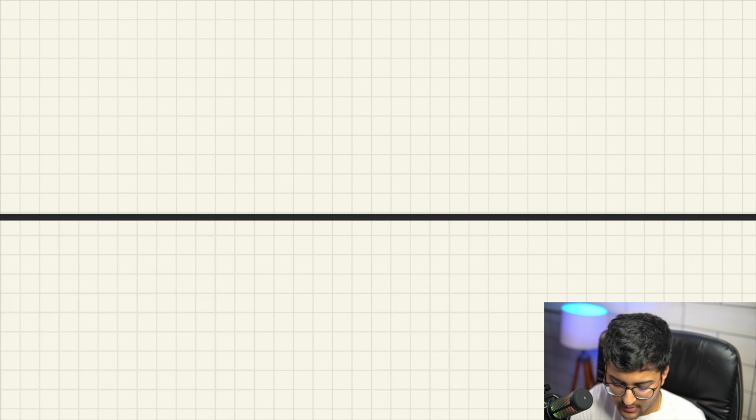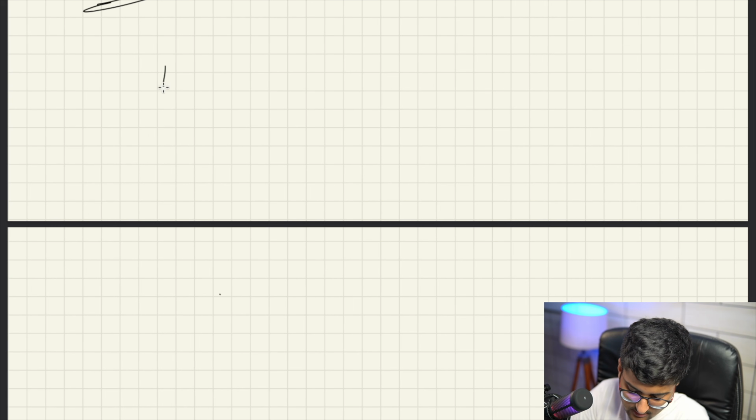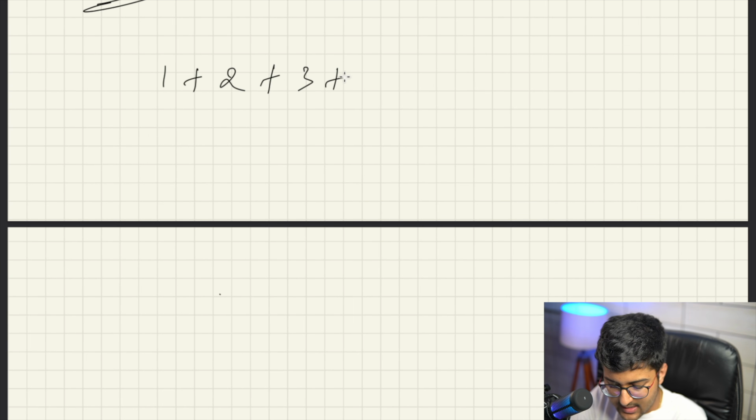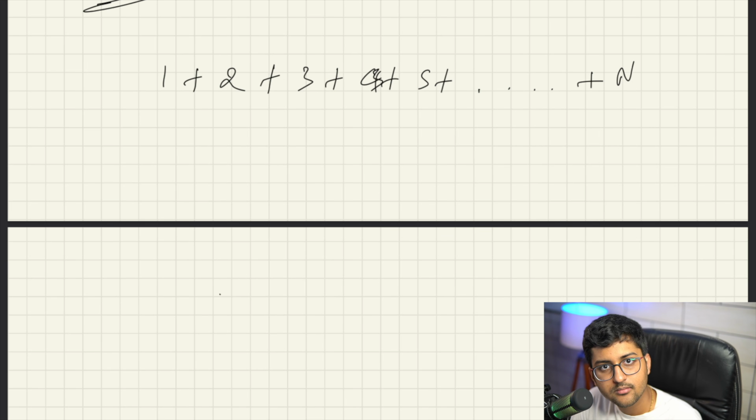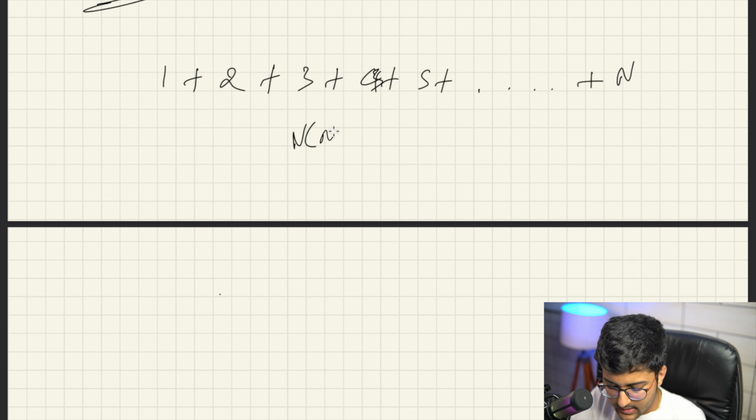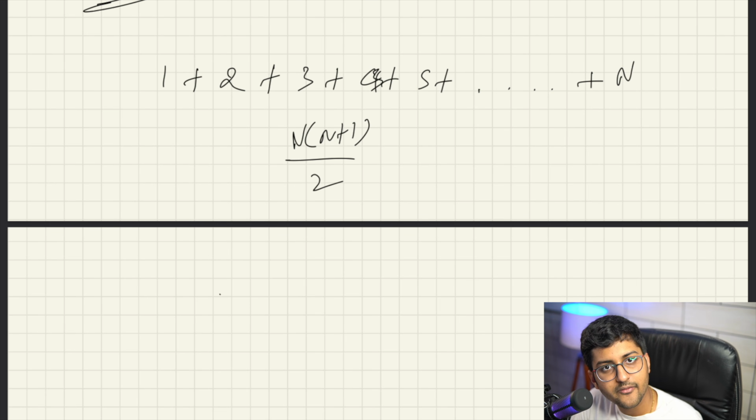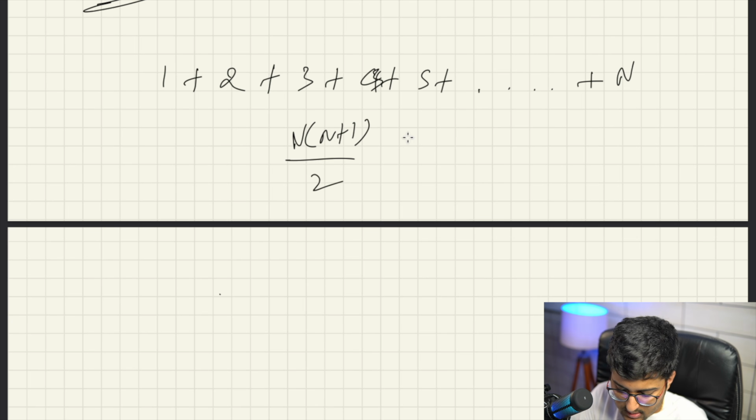Why? Because size 1 plus a string of size 2, strings of size 3, size 4, size 5, till size n. This is equal to what? N into n plus 1 divided by 2 number of comparisons or whatever. This is equal to what?